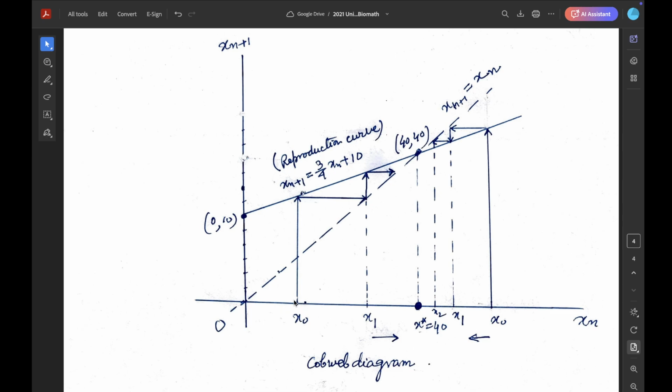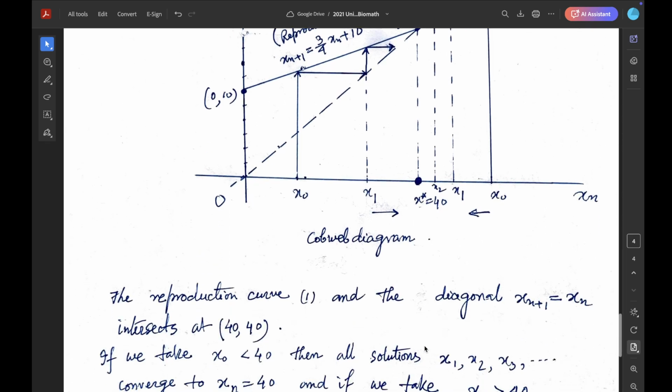By this cobweb diagram, if we choose x0 less than 40, then the cobweb goes from x0 to x1 to x2 and so on, approaching x star from the left side. From the right side, if we choose x0 greater than 40, from this x0 to the next x1 to x2, the solution also approaches x star equals 40. So x star equals 40, this steady state, is locally asymptotically stable by the cobweb diagram.